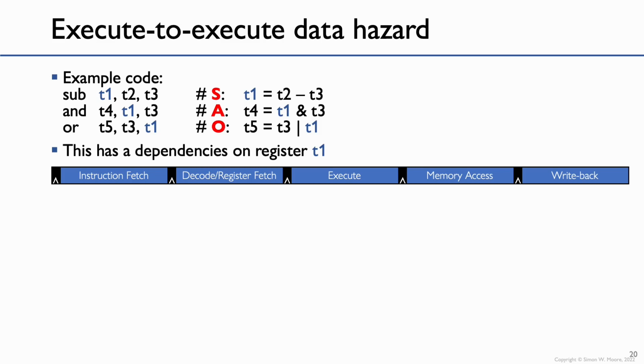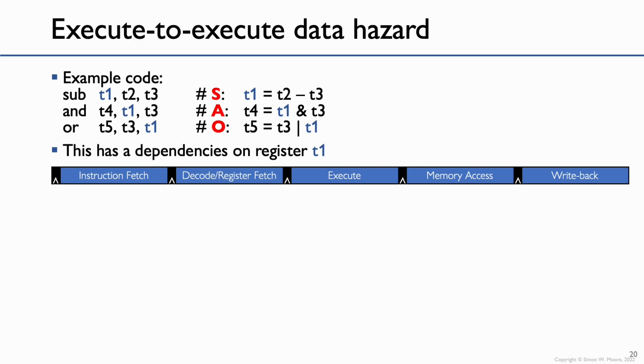Now let's look at execute to execute data hazards. These happen for example for R-type instructions, and here we've got an example bit of code that uses a subtract, an and, and an or. I don't know whether they're doing anything useful, doesn't really matter. It's just to illustrate what happens if we try and have 3 R-type instructions execute in sequence, and here we have a dependency on T1.